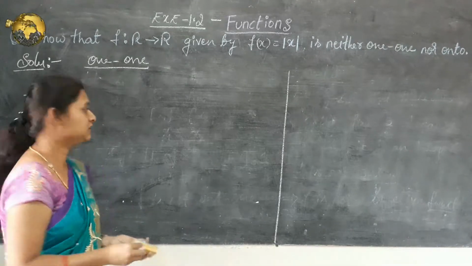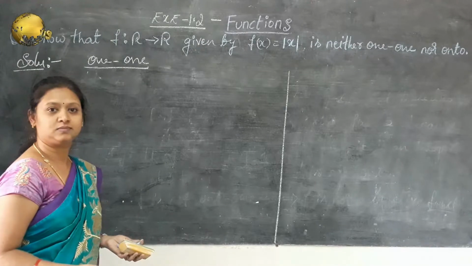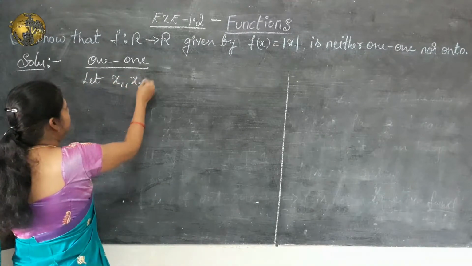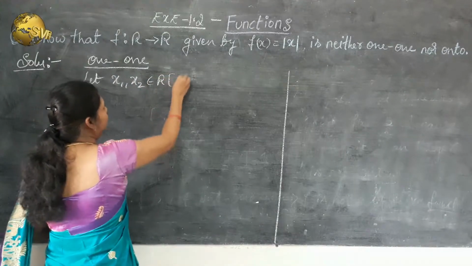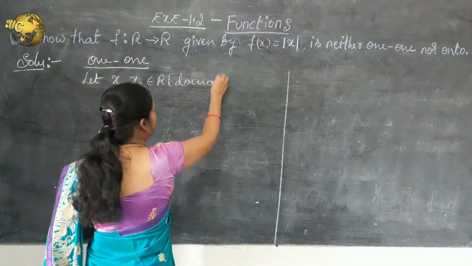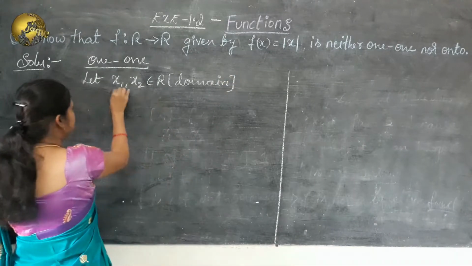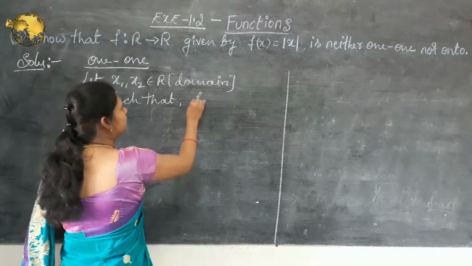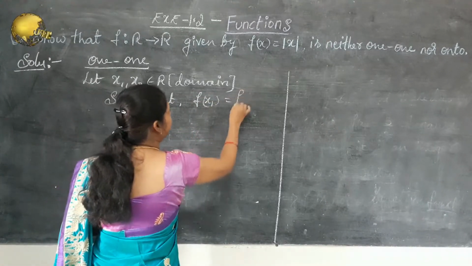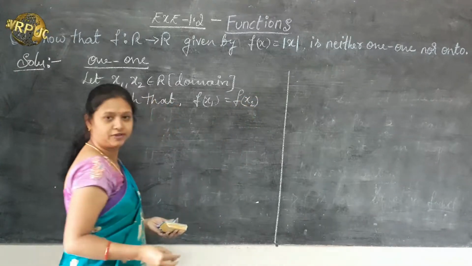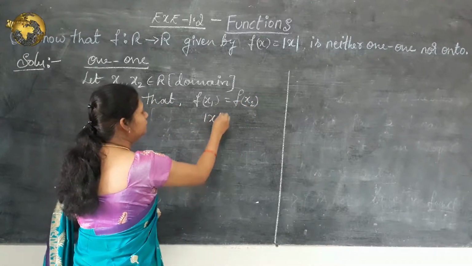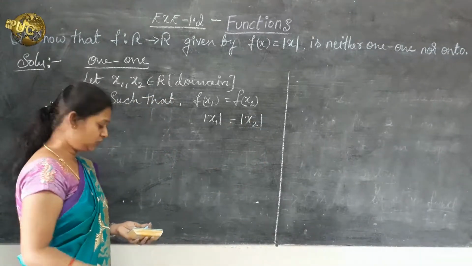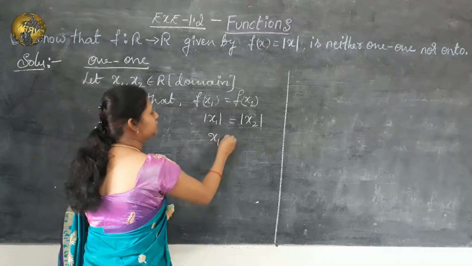Same procedure will start, that is one-one. Same, I will consider two elements in the domain, x1, x2 belongs to R, such that f of x1 is equal to f of x2. That is, modulus of x1 is equal to modulus of x2. Is x1 equal to x2?